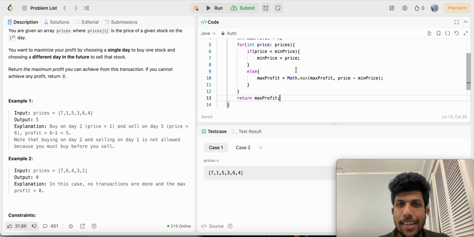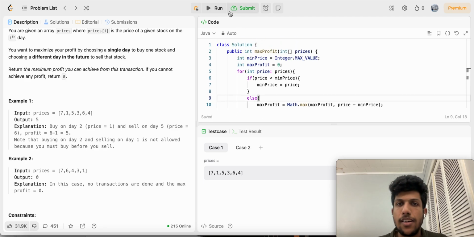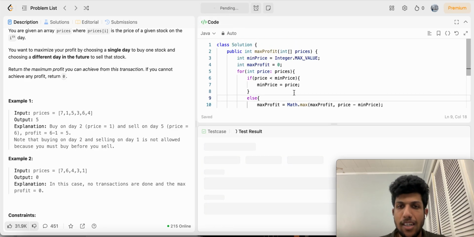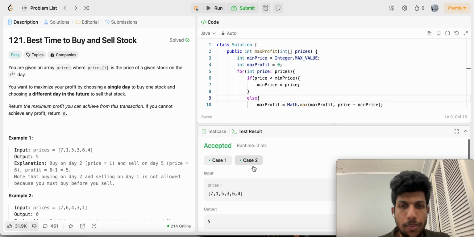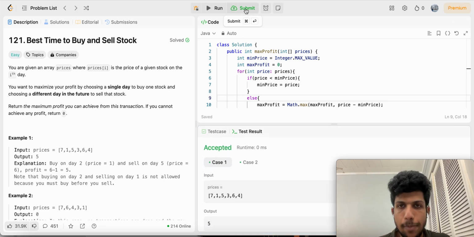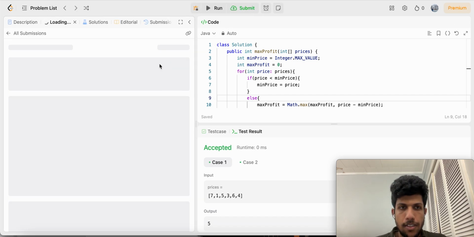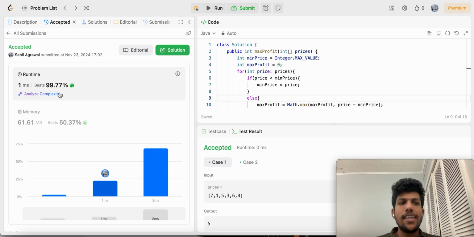So now let's run this solution, and I'll run this code for you so that you would understand it better. So now the base cases are accepted, so I would submit the code. Okay, so it runs fine.